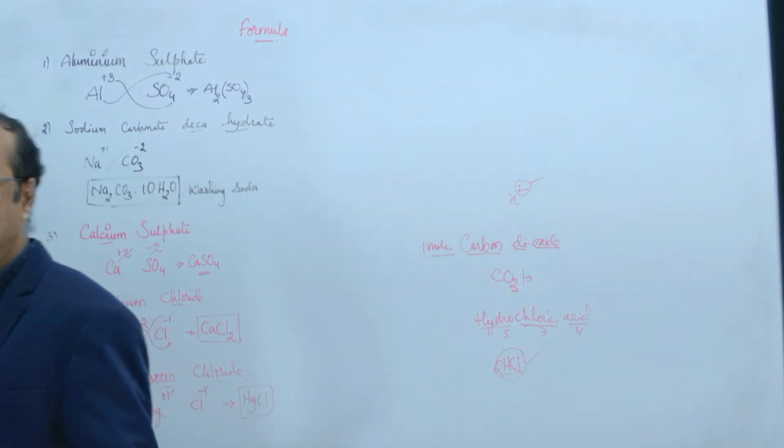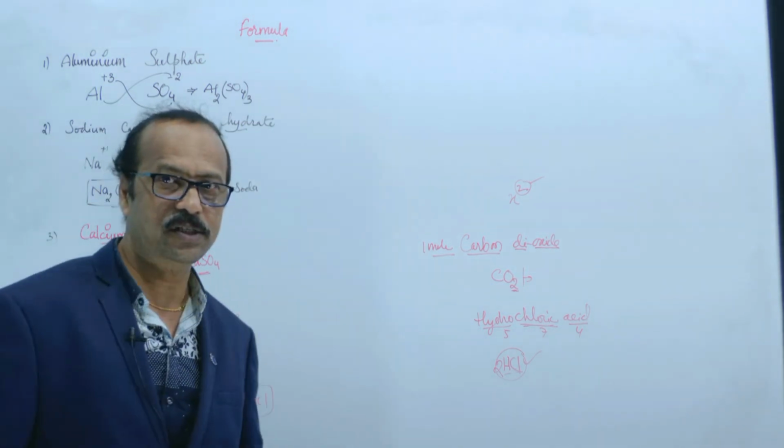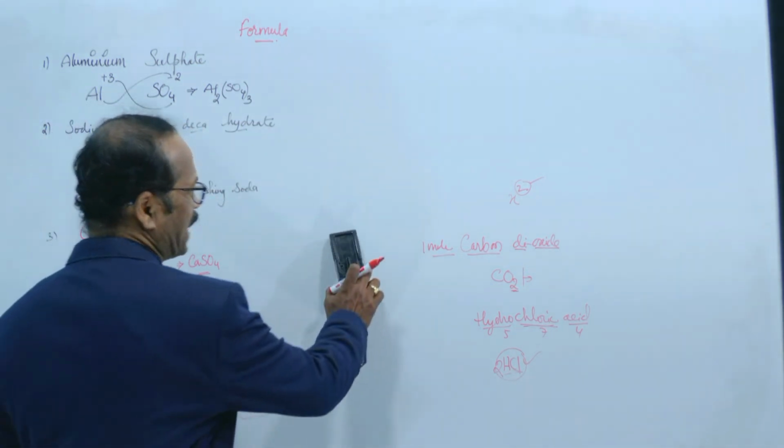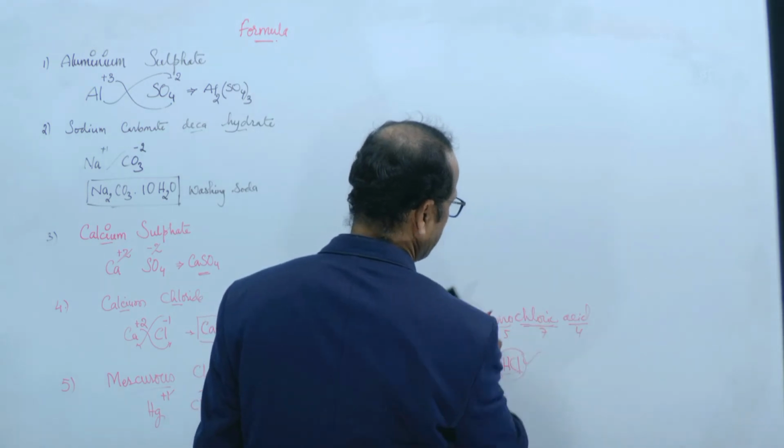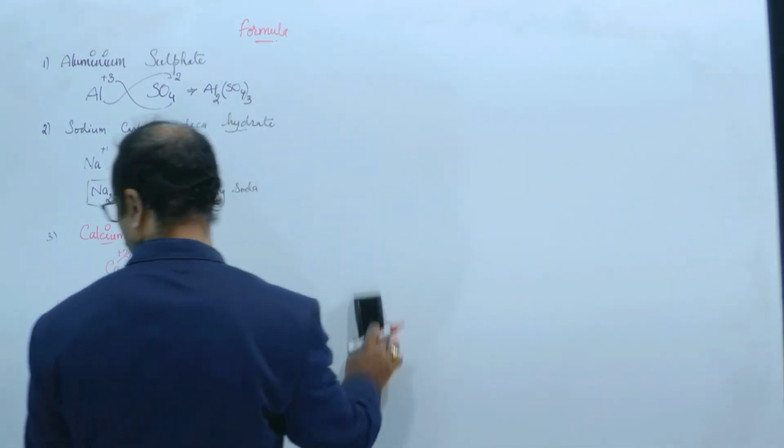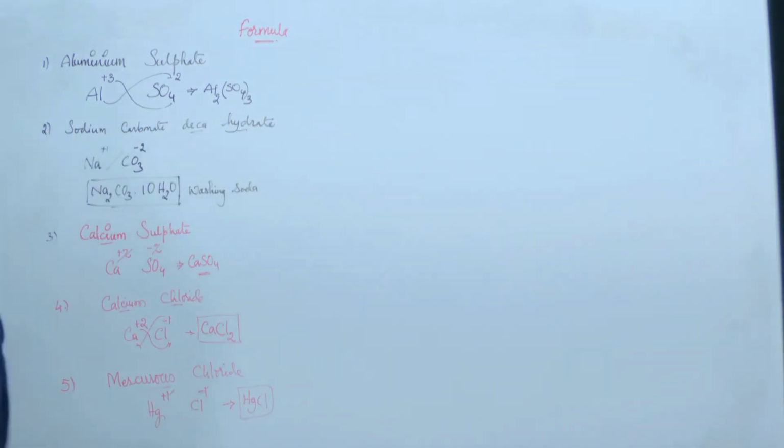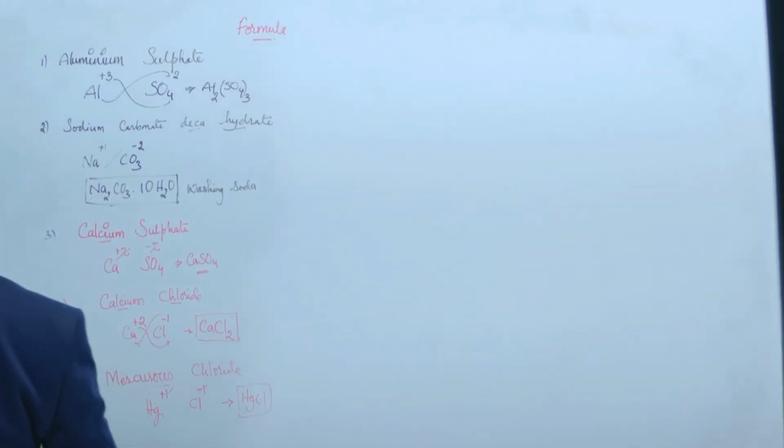That's all. Okay. The option you put is the second one only. Hg2Cl2 is there. 2 and 2 cancel, and write just HgCl there. That is the mercurous chloride. Clear? Okay. Then come to the fifth one.